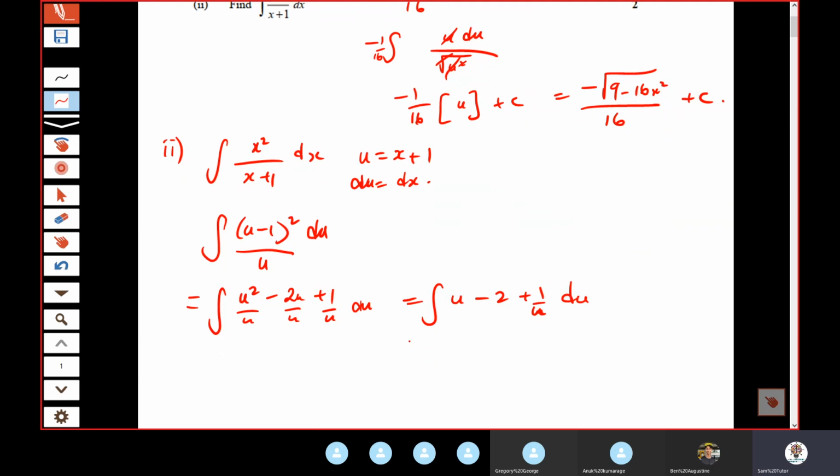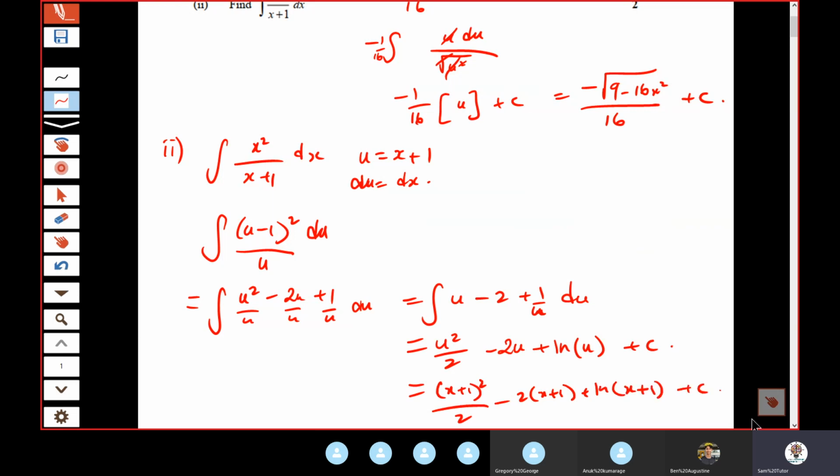And what's your final answer? What's the integral of u? u squared on 2. Integral of 2 is 2u. Integral of 1 on u is log u plus c. You still haven't got full marks because you have to substitute your u back in. So x plus 1 squared on 2 minus 2 times x plus 1 plus log x plus 1 plus c.